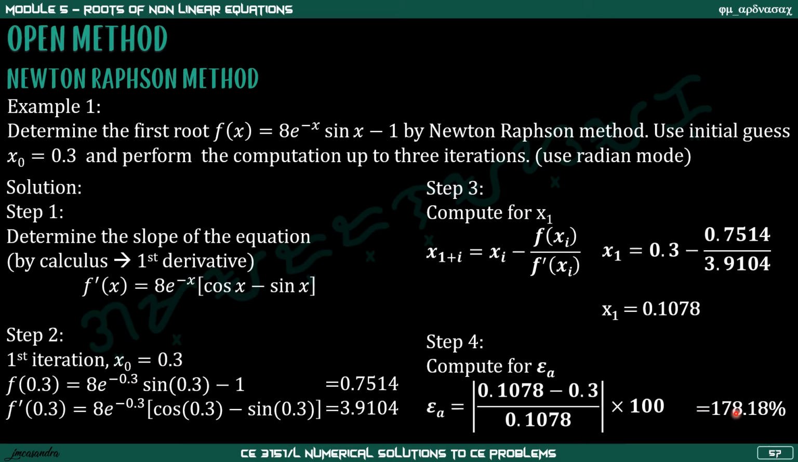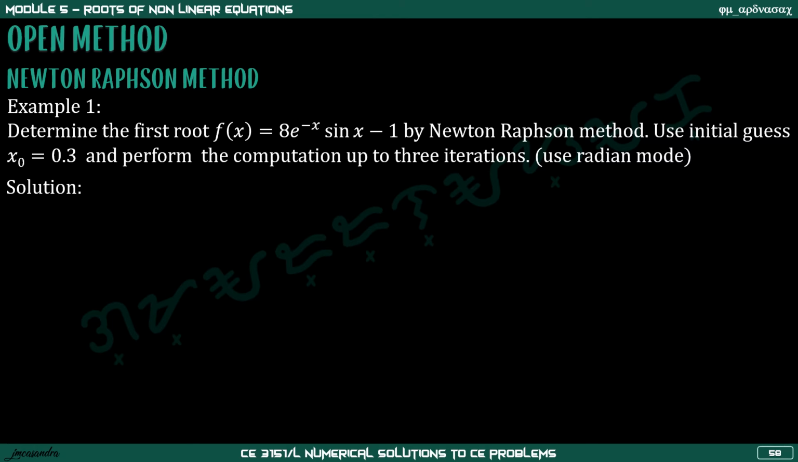178.18%. So this is a very large number, meaning our error, or the value that we have computed for the first iteration x sub 1, is very far from the actual root of the equation, meaning we have to do another iteration. For our solution, we could simplify or present it in tabular form.